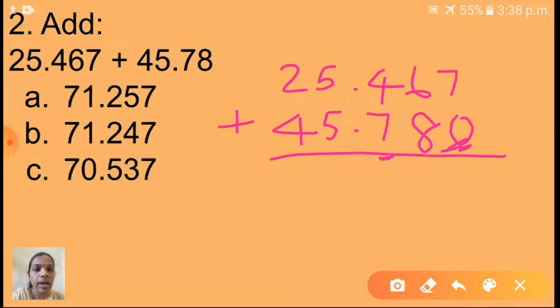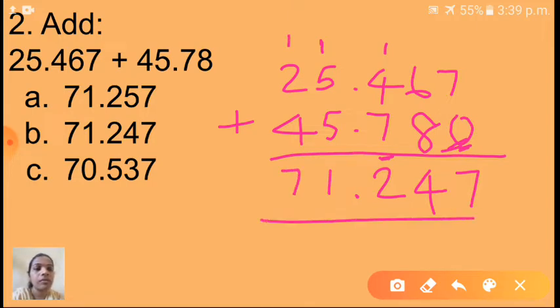Now what we have to do? Add. It is now normal addition. Okay, so 7 plus 0, 7, 6 plus 8, that is 14. Okay, 1 carry, that is 4 plus 1, 5, 5 plus 7, 12. Remainder, remaining is what? 1. Okay, 5 plus 5, 10, 10 plus 1, 11, remainder 1, 7. What is your answer? 71.247. See here children, B option is correct.